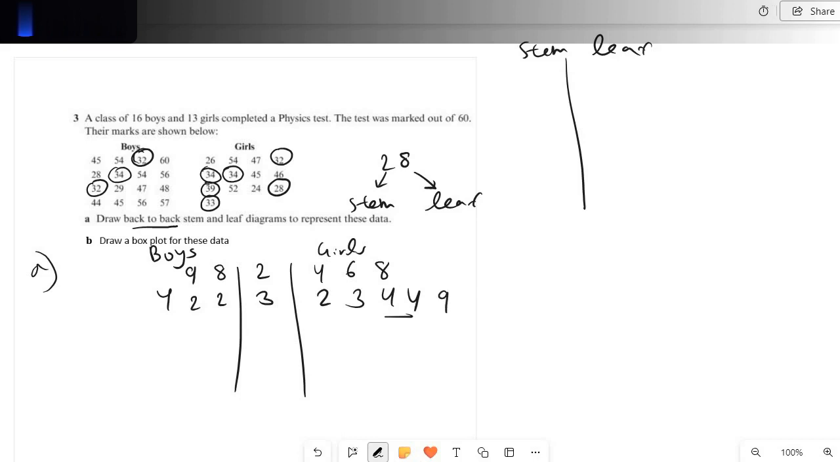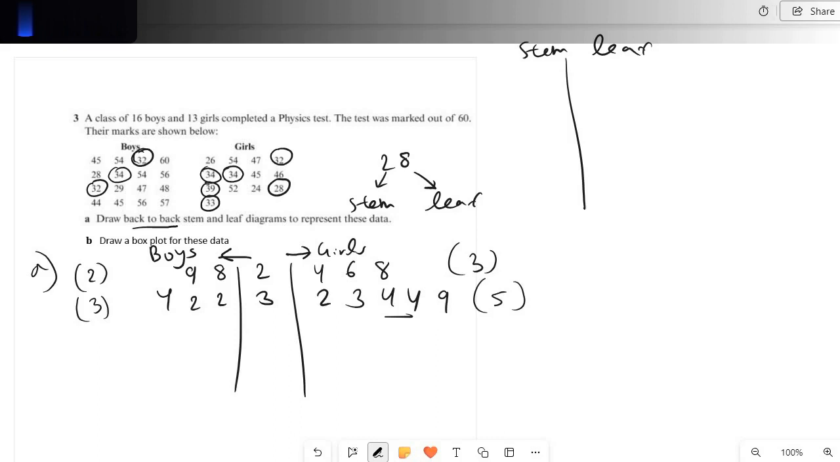And if you notice, the stem and leaf diagram for the boys, for example, on the left side, goes from center to the left. And for the girls, it goes from center to the right. For the first column, we have 2 for the boys and 3 for the girls. And then 3 for the boys and 5 for the girls.